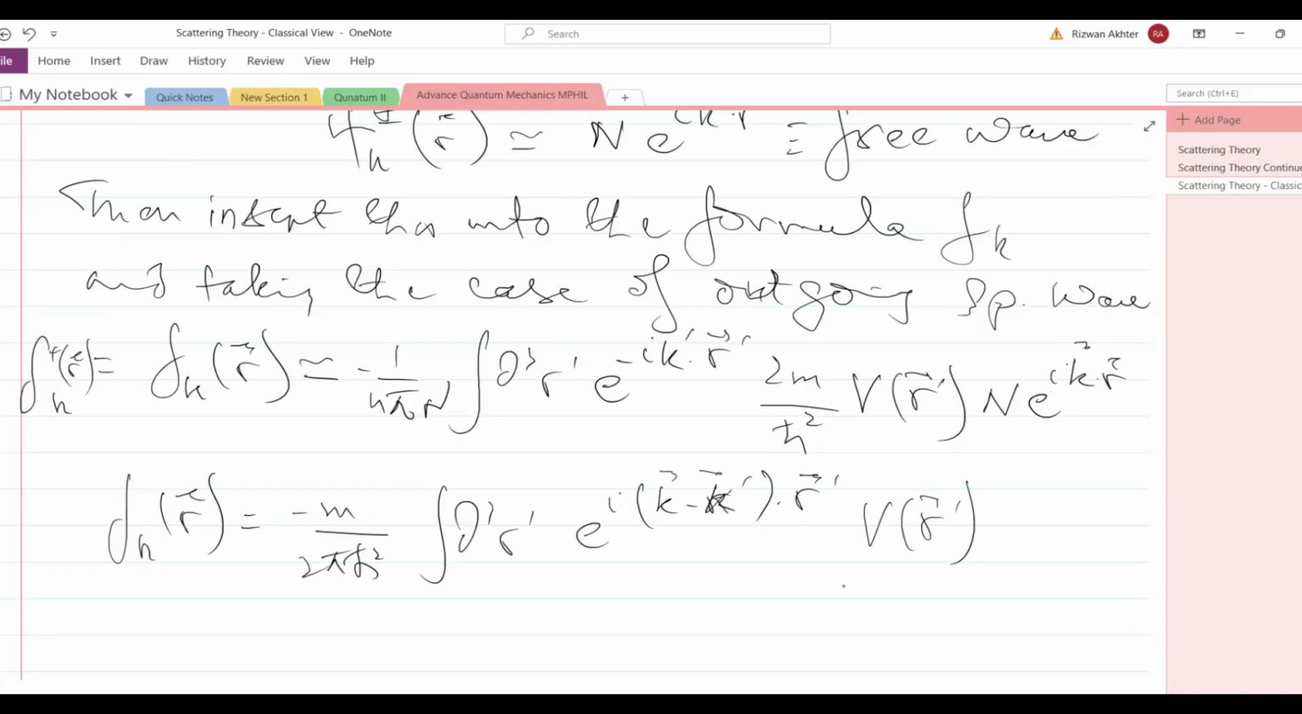So it does make sense to rename f_k(r) as some effective amplitude for an incoming wave being scattered into an outgoing wave. Basically, because we are talking about f_k(r), one could think in this manner. So basically the article ends here.